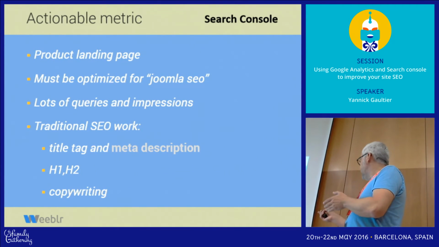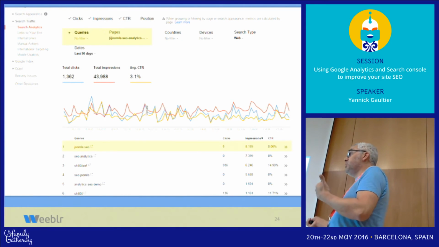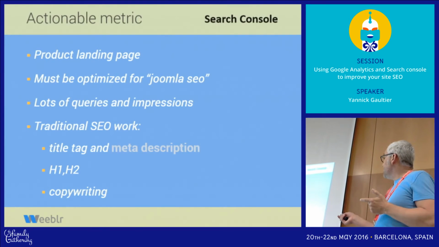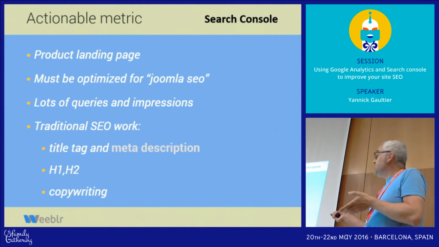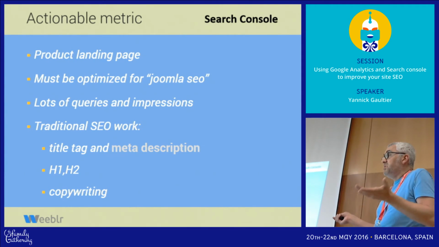So once you've seen that, you've seen that the page is relevant. Google thinks you are relevant, which is the first step, and it's pretty good, but we don't use that. So when you have such a problem, what you want to look for is, this is our product landing page. It should be optimized for Joomla SEO. So we have lots of queries and lots of impressions. What you want to work on is basically SEO work.